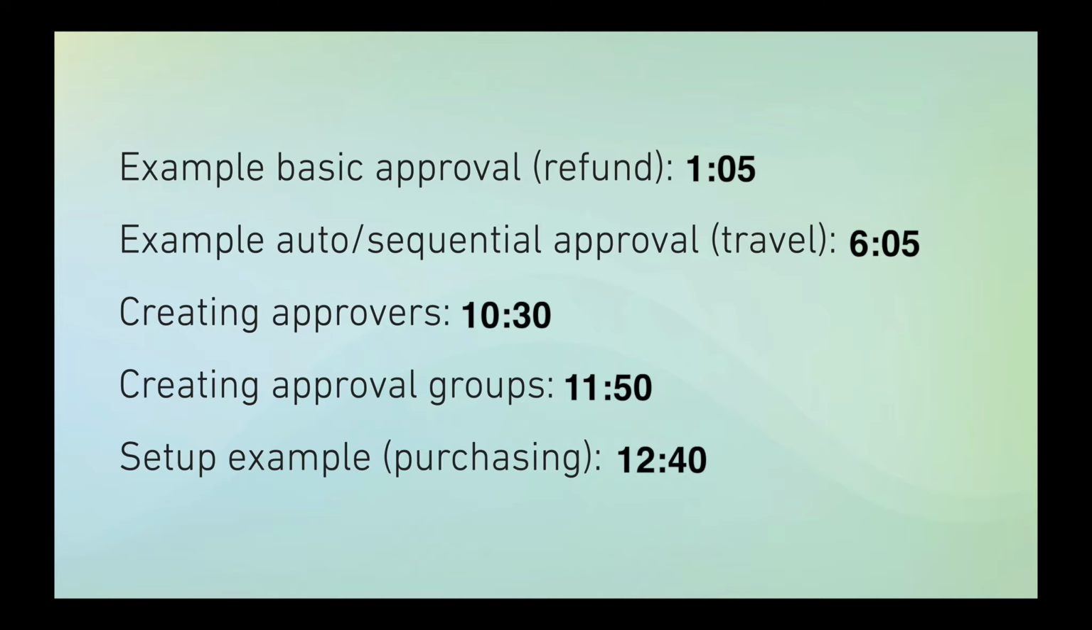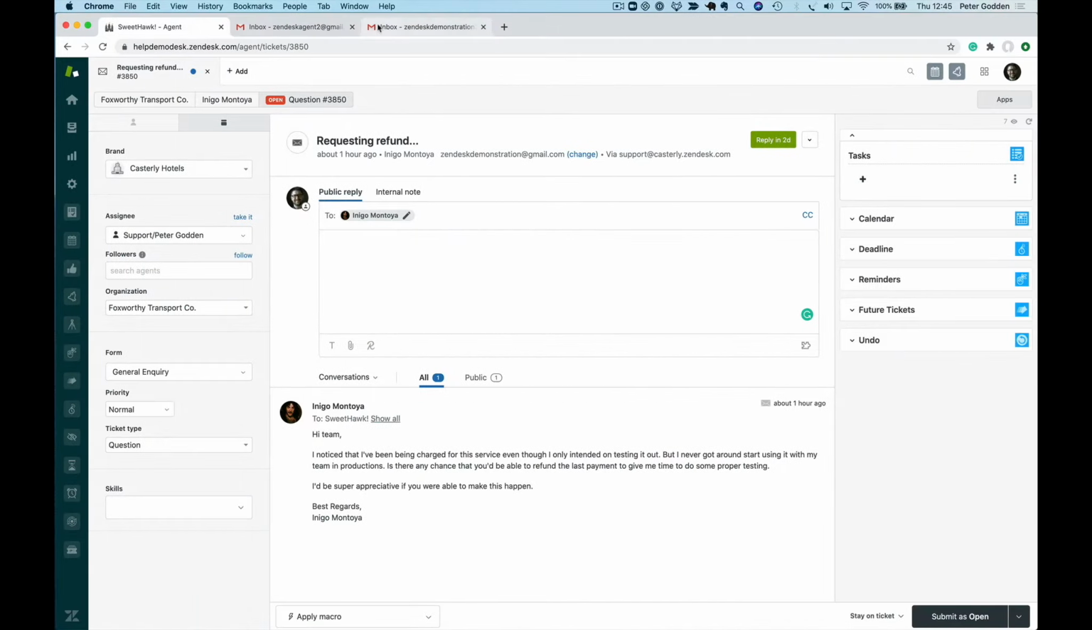Okay, so let's jump in and have a look at things from the first example, which is requesting a refund. And we can see this right now we're looking at things from the agent's perspective. So this ticket has just come in from Inigo Montoya. And the first thing you should note is that on the right hand side of the screen where the apps usually show up to agents, approvals is not one of the apps currently showing.